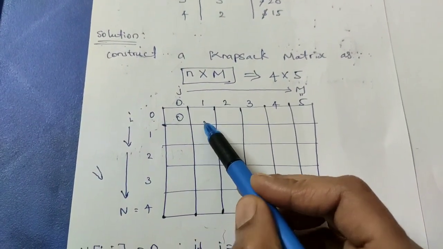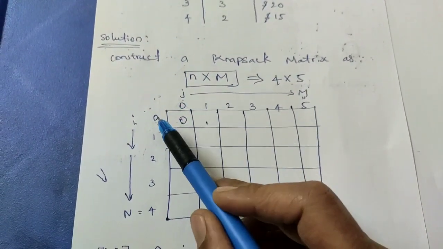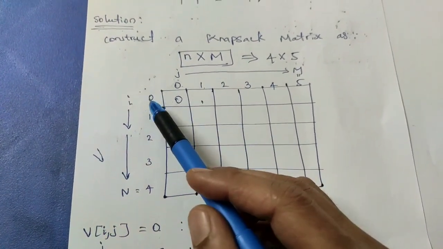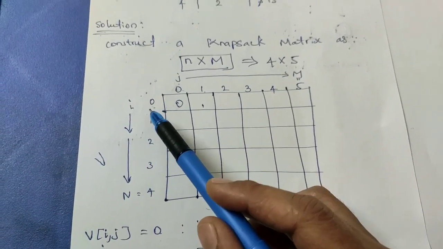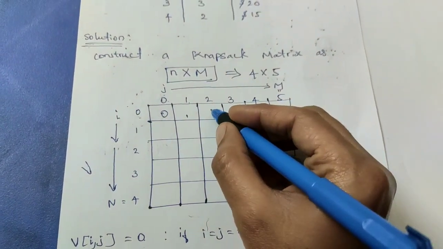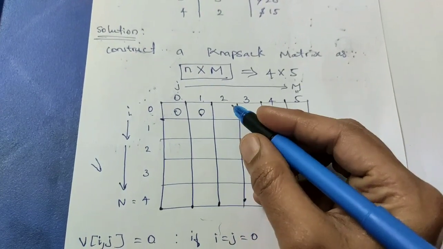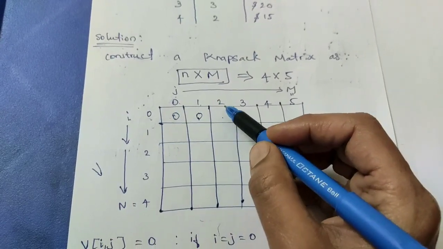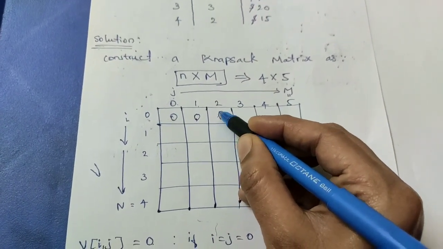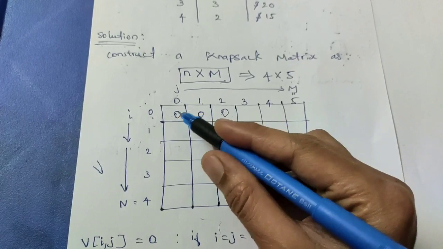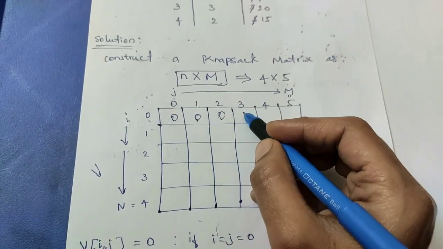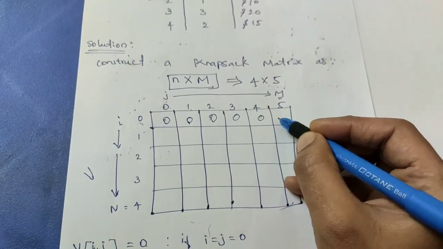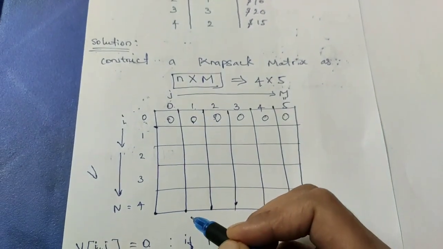Now what is the next location? This is the next location, 0 comma 1. Here I value is 0, j value is 1. If I value is 0, I have to set the value as 0. Again, this is the next location. I value is 0, j value is 2. Since I value is 0, I am just setting this location as 0. I value is 0, j value is 3, set this as 0. In the same way, set this also as 0, and this also as 0.